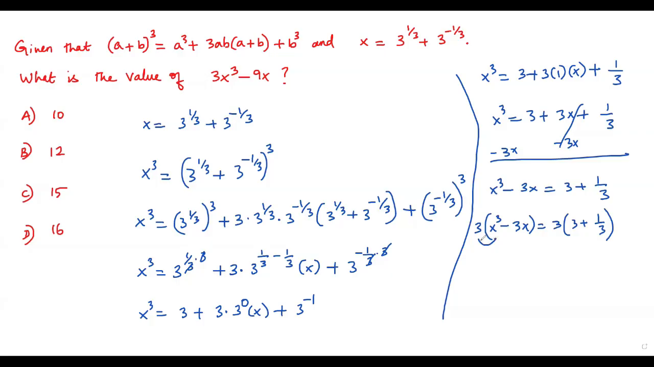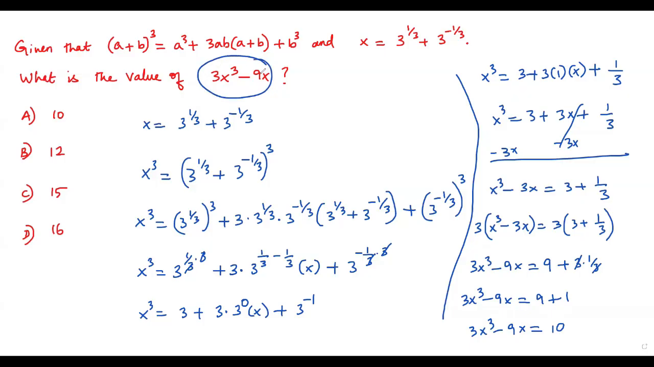Now we can distribute this 3 to x^3 and -3x, and I'm getting 3x^3 - 9x equals, now we can distribute this 3 to the 3 and the 1/3. Then I'm getting 3 times 3 is 9, plus 3 times 1/3, so this 3 will cancel out. Then I'm getting 3x^3 - 9x = 9 + 1, which is 10. I got the value of the expression 3x^3 - 9x. Its value is 10. We find 10 in answer choice A. The correct answer choice for this question is A.